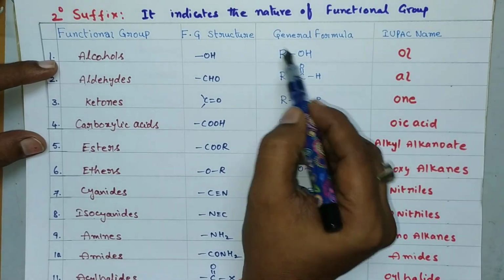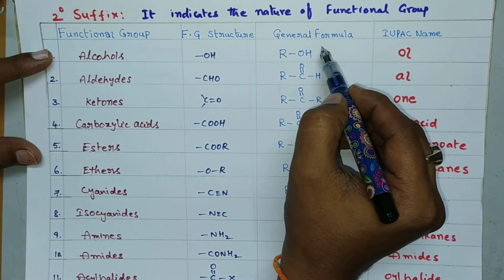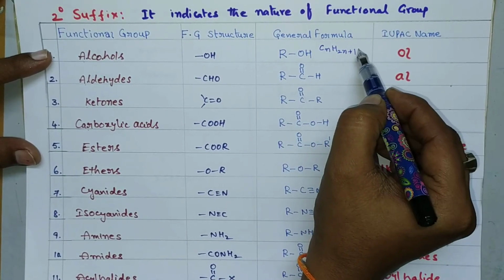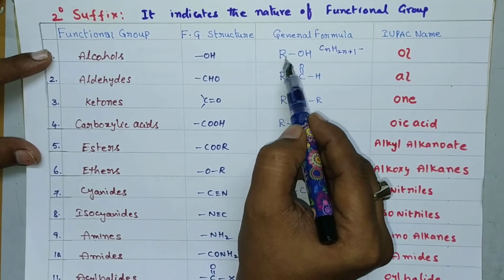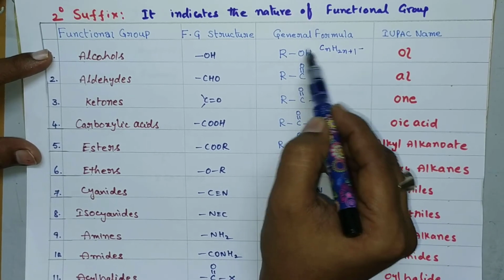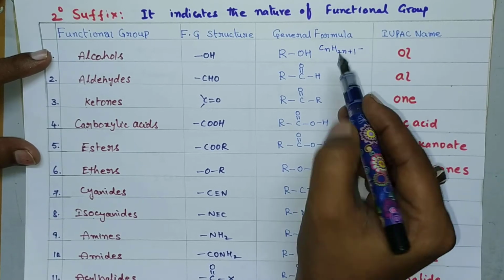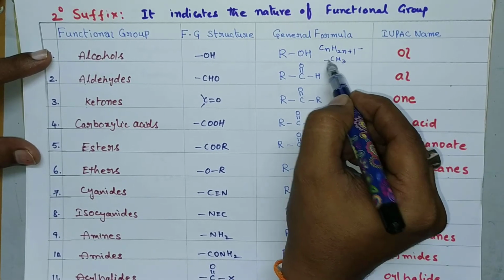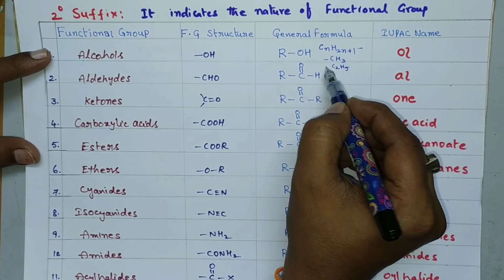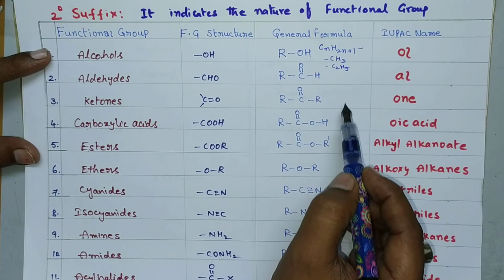Here R means an alkyl group. An alkyl group has the general formula CnH2n+1, so at the place of R you write CnH2n+1, and then OH. Suppose n is equal to 1: C1H3, that is CH3, is called the methyl group. If you put n is equal to 2, you get C2H5, that is the ethyl group. Likewise you can get many alkyl groups.